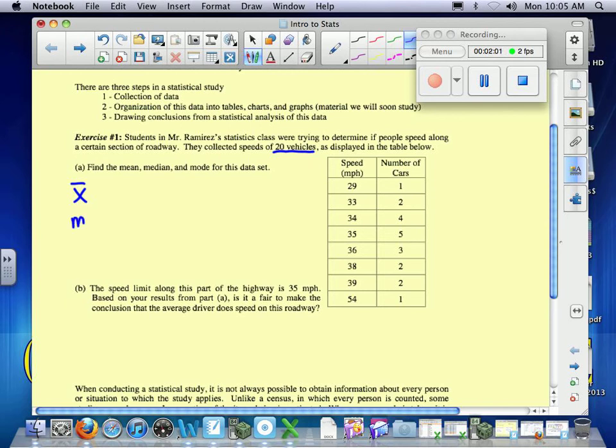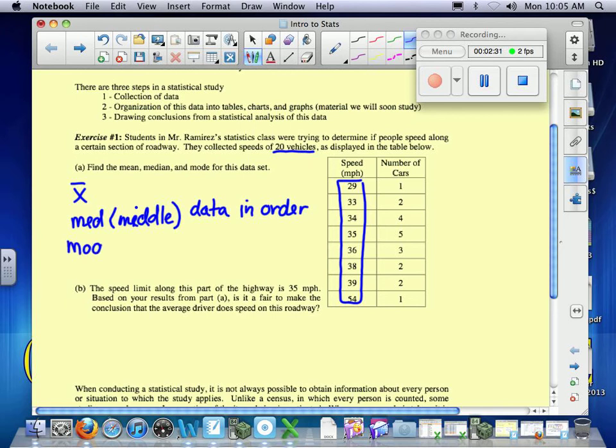The median is the middle. So our data has to be in order. And that's one place that they can trick you, is to not give you the data in order. In this case, they have given us the speed in order. And that's what we're looking at. That's the data that we collected, was the speed. The number of cars is our frequency, how many cars were at that speed.